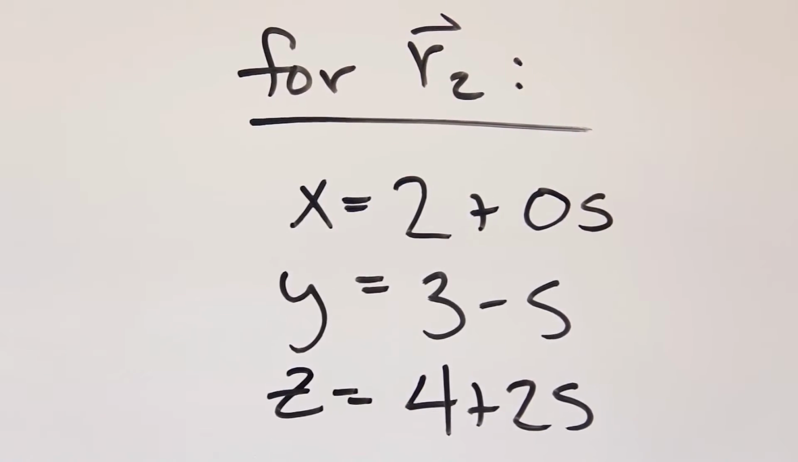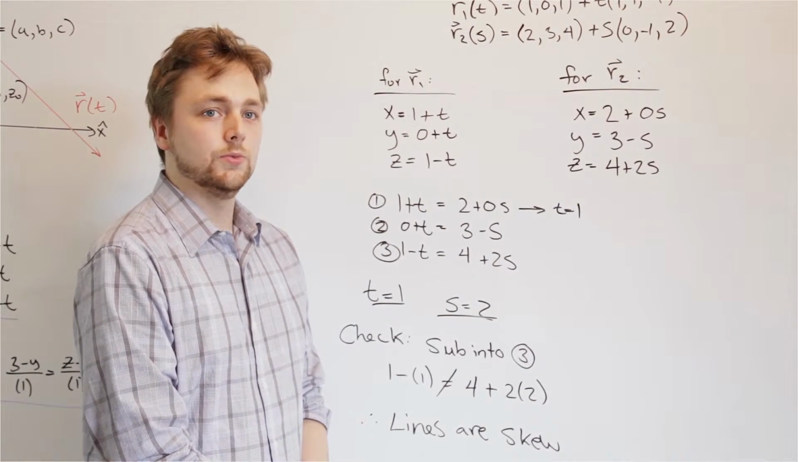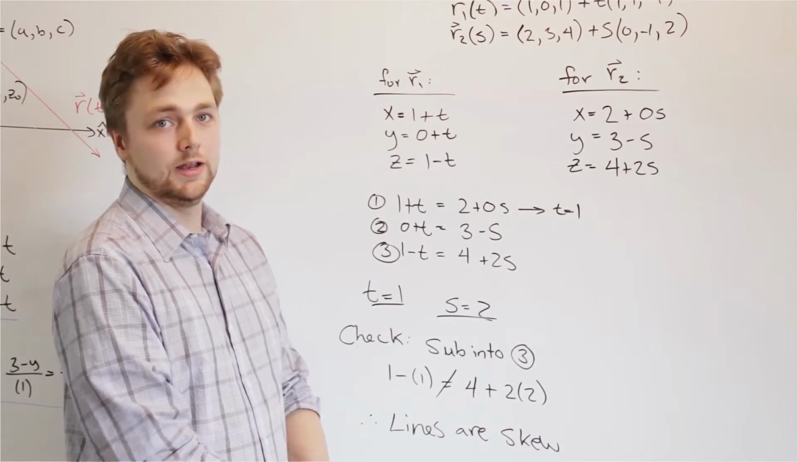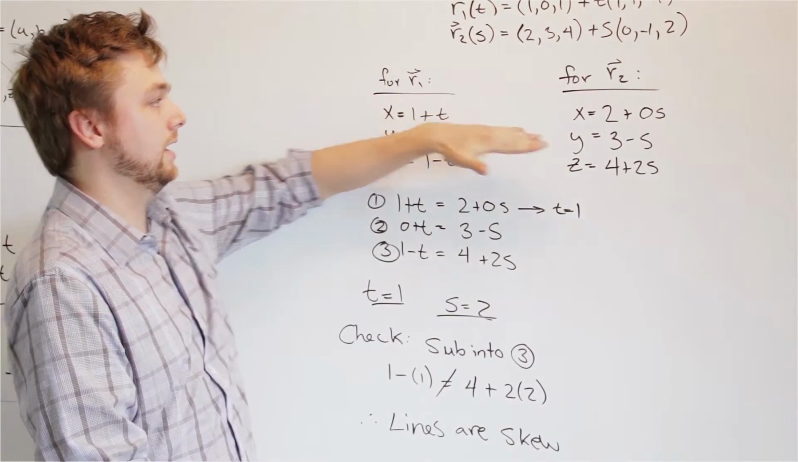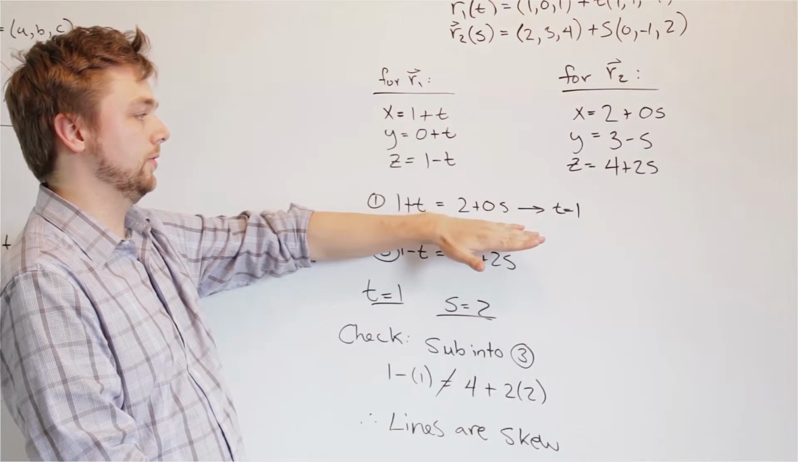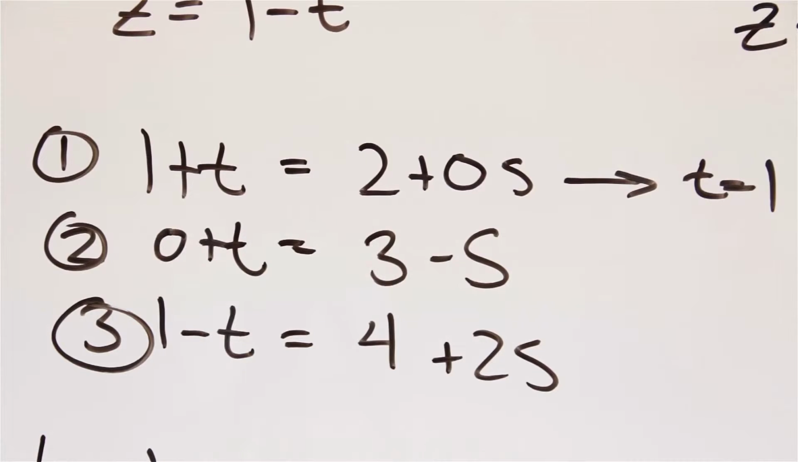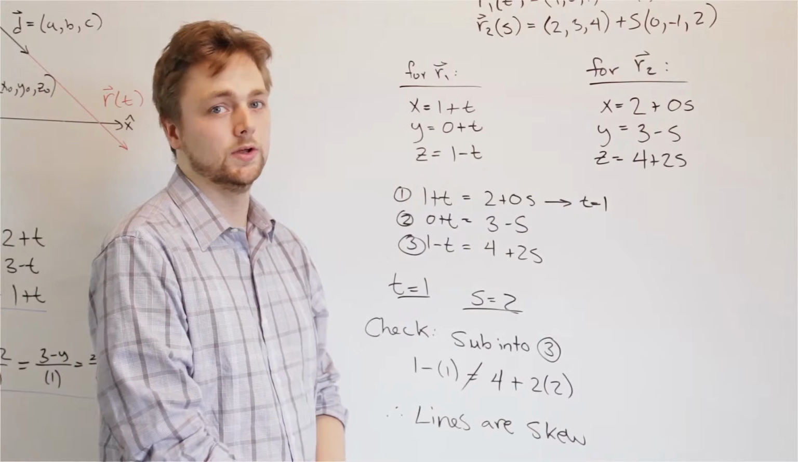As we said, we want their x, y, and z components to be equal, so we can come up with a new set of equations by setting them equal one at a time. If you set the first equation for x equal to the other equation, we can come up with equation 1 here: 1 plus t is equal to 2 plus 0s. We can repeat this process for the y component and the z component, and we now have a system of 3 equations and 2 unknowns.